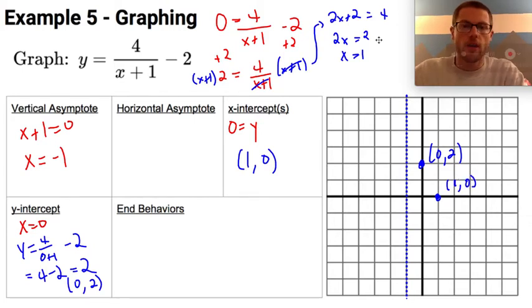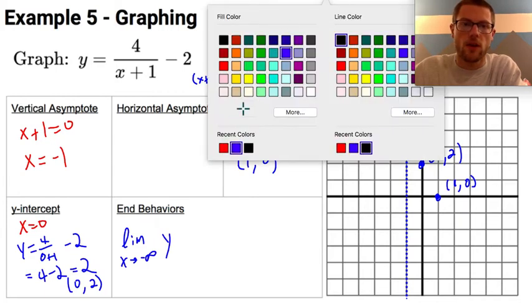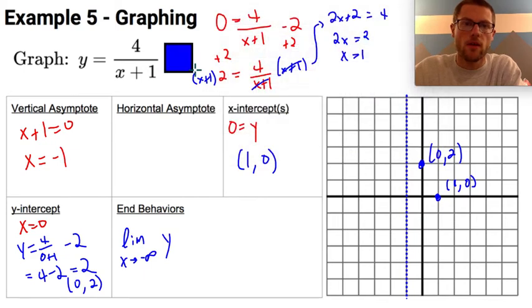Nice. Okay, end behaviors. This is where it starts to get a little bit interesting. So again, I have my limit as x approaches negative infinity of the function that we are calling y, or of the y values. That's what we're interested in looking at. Now, if I were to cover up this 2, if that 2 didn't exist, this is exactly like the last problem that we had, where if I plug in really, really big numbers, this fraction becomes really, really, really small, and it's approaching 0.